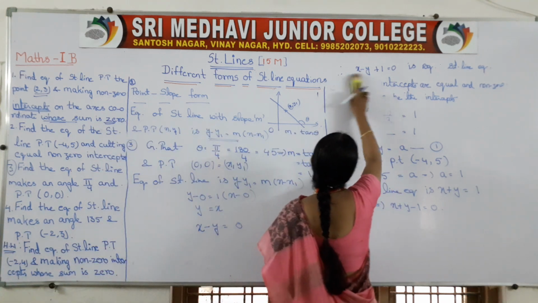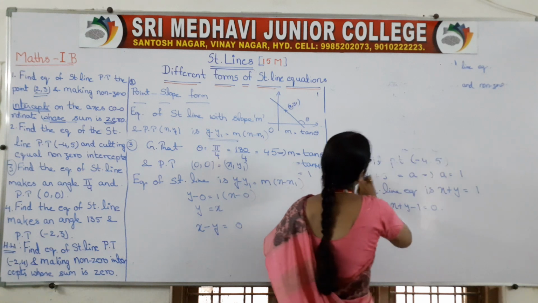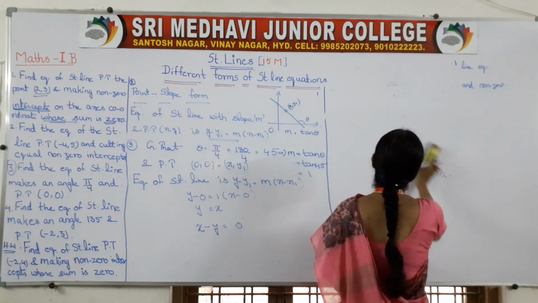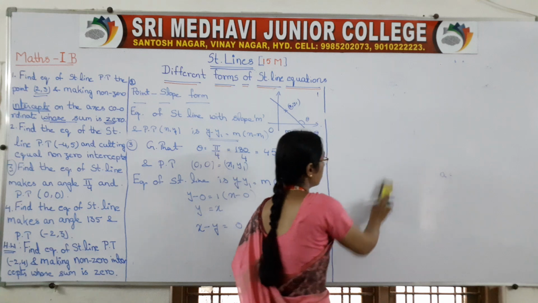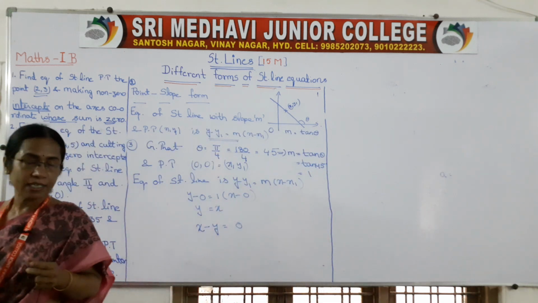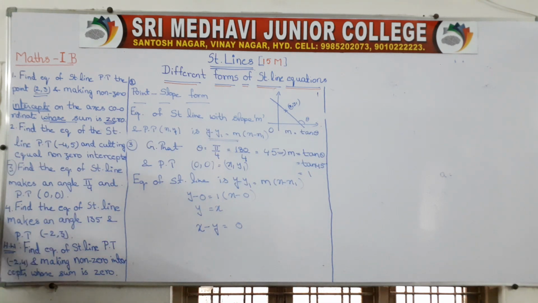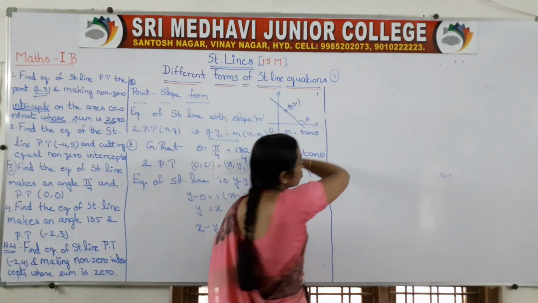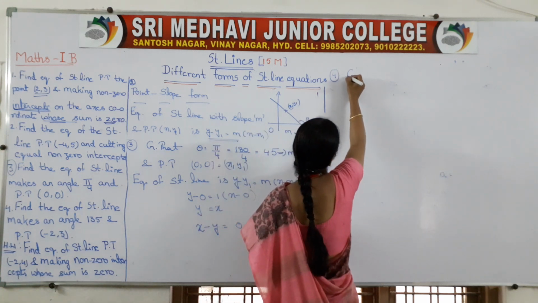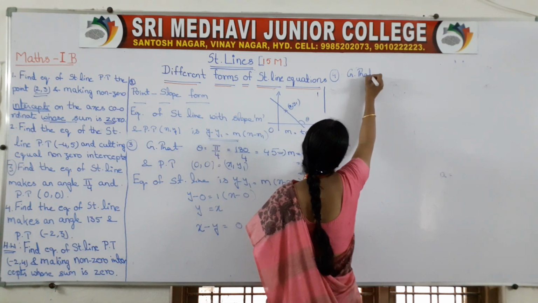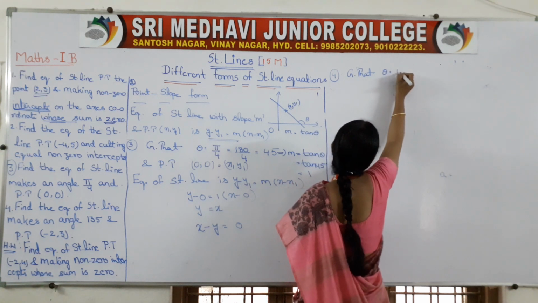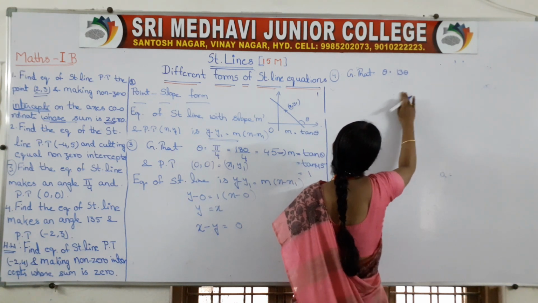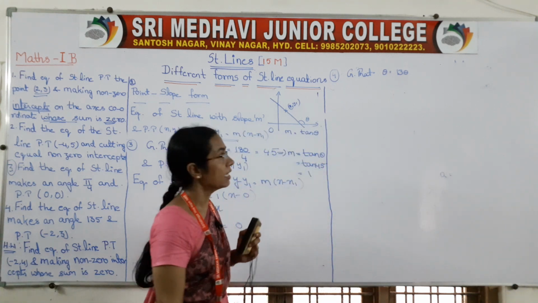We will solve one more problem of the same type by taking the fourth question. Observe, the fourth question is written on the board, based on this form only. Find the equation of the straight line that makes an angle 135 passing through the point minus 2 comma 3. This is your fourth question. So what is the given information to you? Theta is equal to 135. Theta is given, we can easily find the slope.